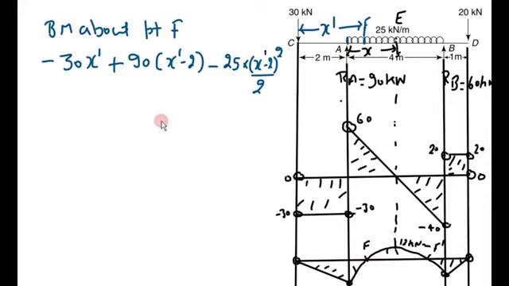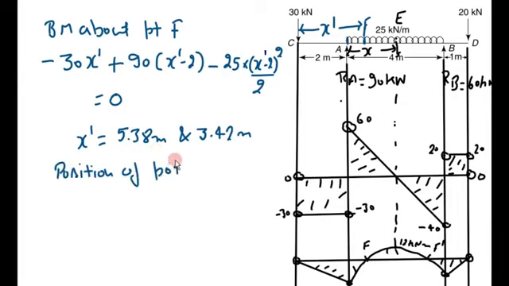Here the bending moment is 0, so put equal to 0 and calculate the value of x dash. So after calculation, x dash comes 5.38 meter and 3.42 meter. So these are the positions of points of contraflexure where the bending moment diagram in between the beam is 0. This is the position of point of contraflexure from point C.